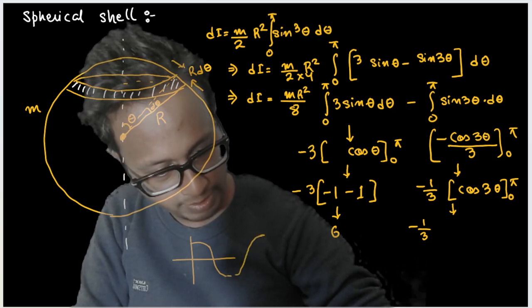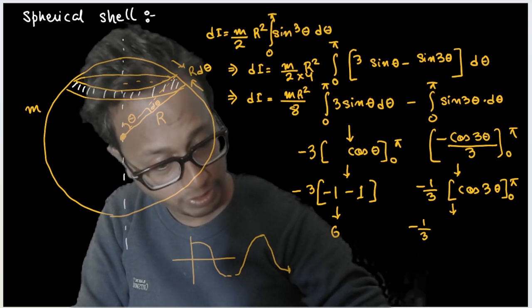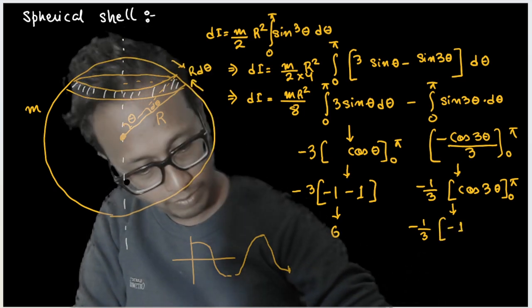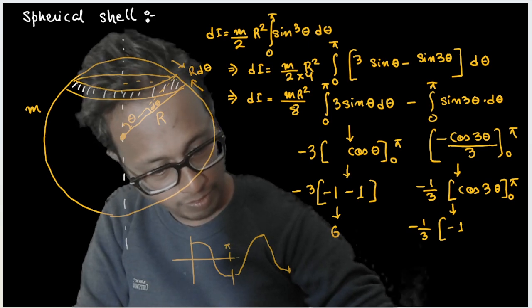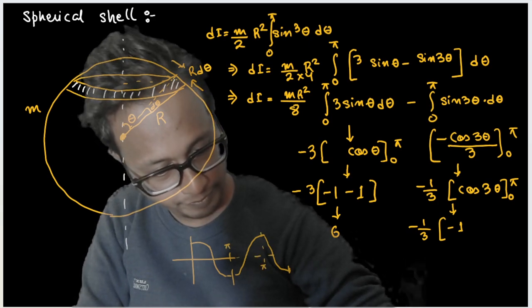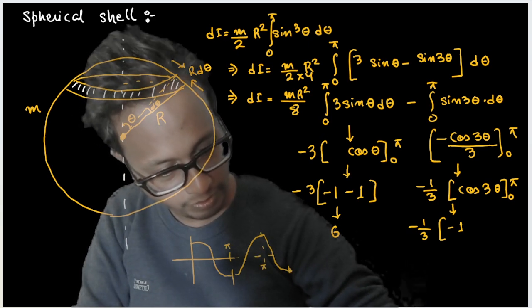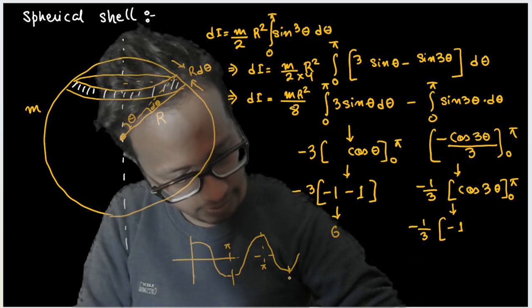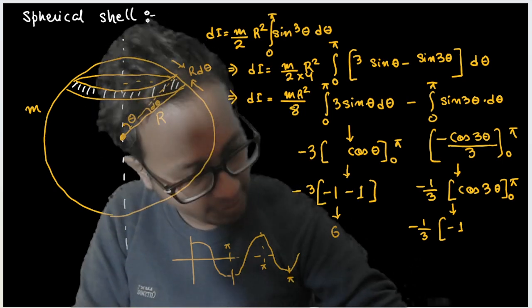2 pi, 2 pi, 3 pi. Achha, cos 3 pi is minus 1. I made a mistake out here. Cos 3 pi is minus 1. From out here to out here, pi. From out here to out here also, pi. Okay, so cos 3 pi is minus 1.